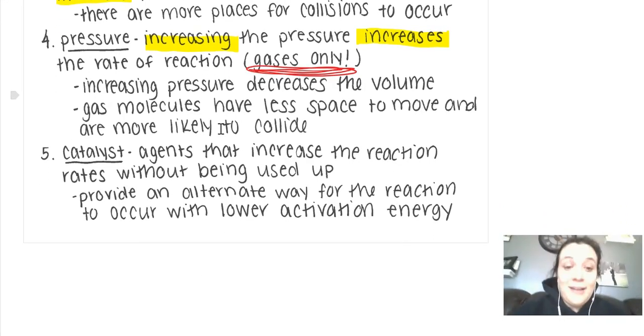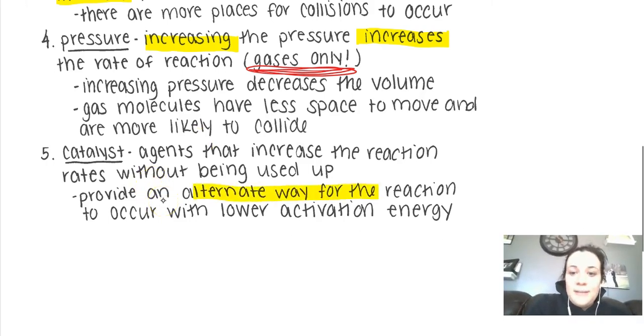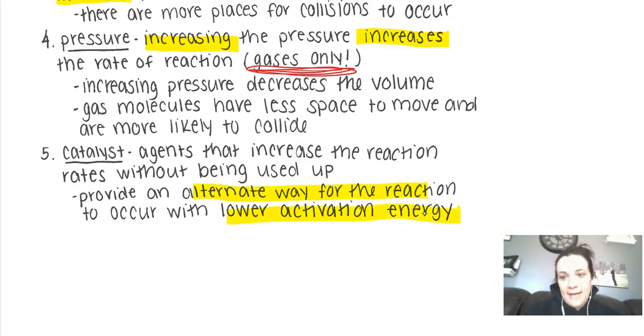Last one, we can also add a catalyst. So in the TED Ed video, the catalyst is like the matchmaker. So if we can find an easier way for a reaction to occur, if we can provide an alternate pathway with lower energy, we can make that reaction happen faster.